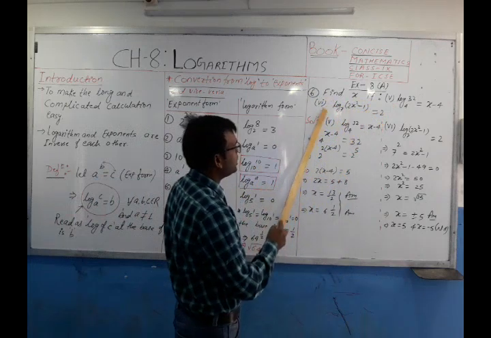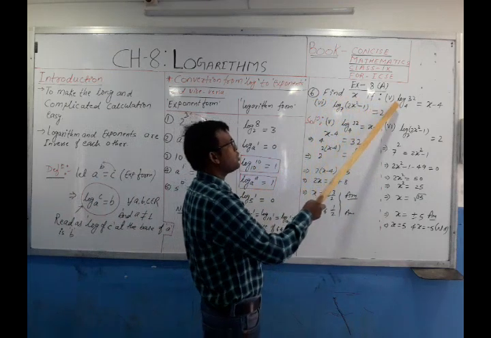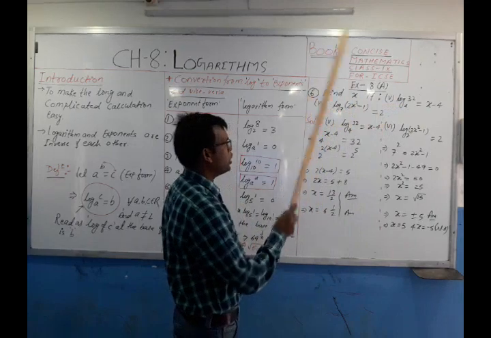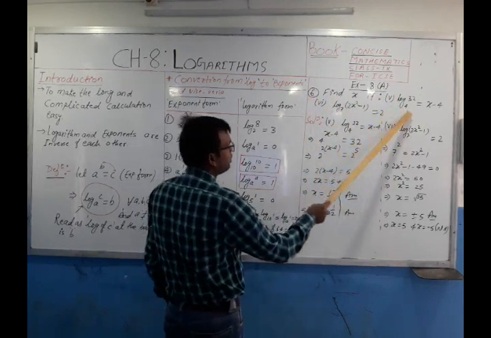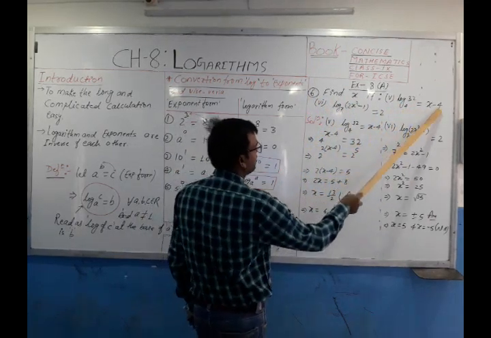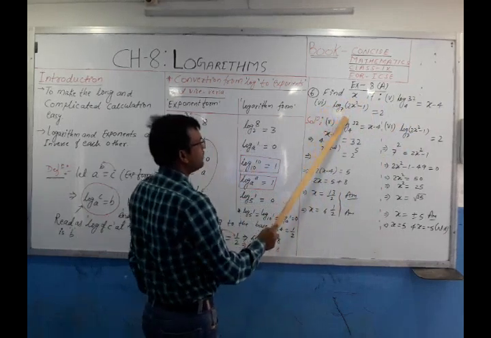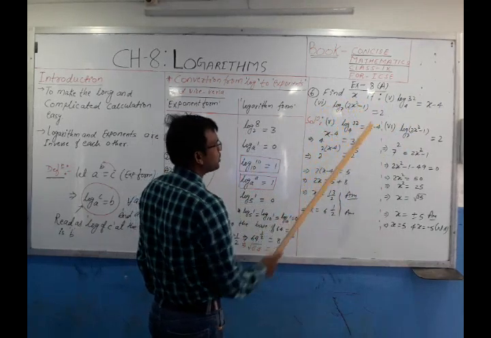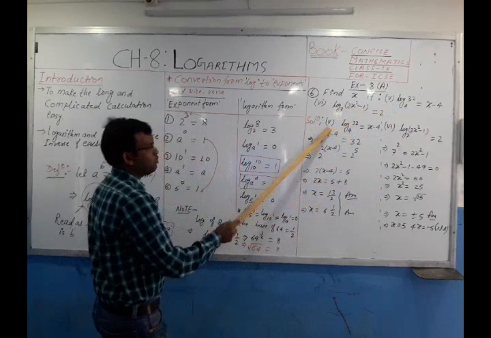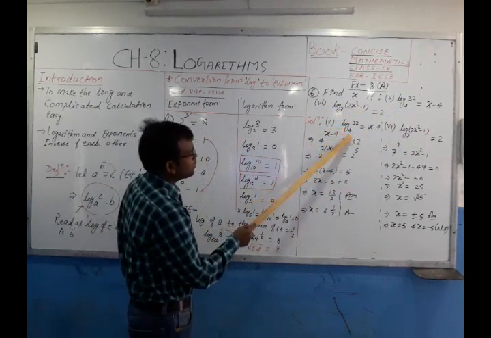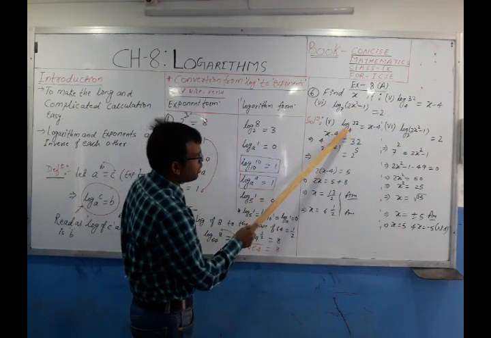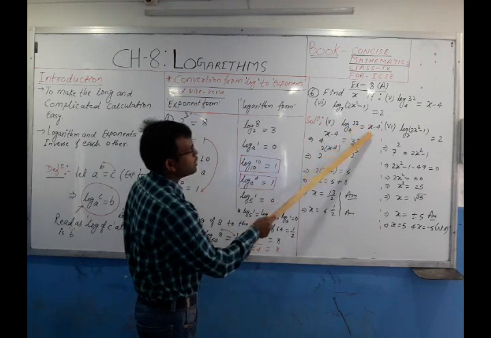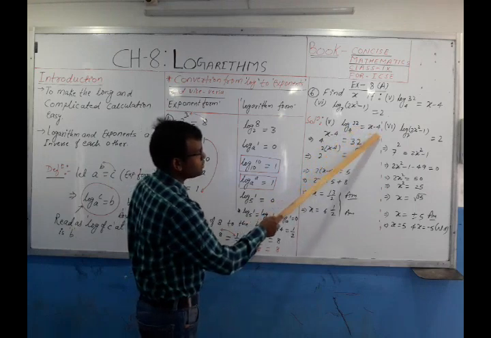There are 6 parts in question number 6. I am solving here parts 5 and 6 of question number 6. See, the first one: log base 4 of 32 is equal to x minus 4, and the 6th one: log base 7 of (2x square minus 1) is equal to 0. See the solution of the first one. Log base 4 of 32 is equal to what? x minus 4. Is it clear?